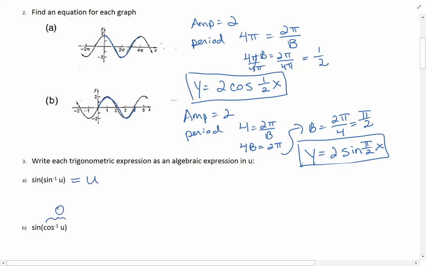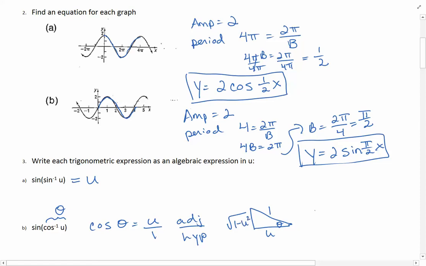Now, on this one, you have to do a little thinking here. This is your angle theta. So that means that the cosine of theta is equal to u over 1. And cosine, remember, is adjacent over hypotenuse. And so you could think of a right triangle. Here's your angle theta. We have the adjacent u. The hypotenuse is 1. So the opposite side will be the square root of 1 squared minus u squared.